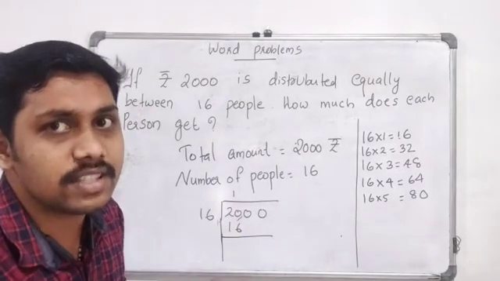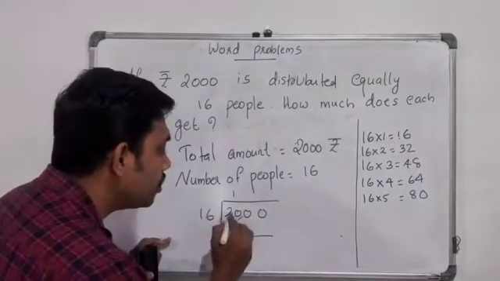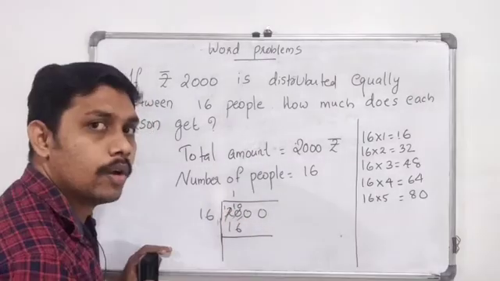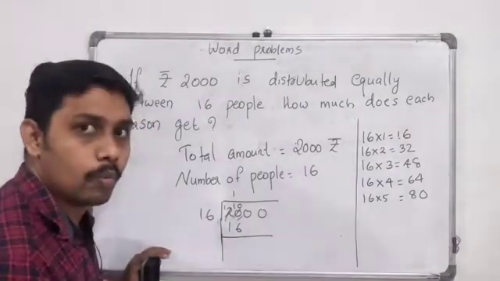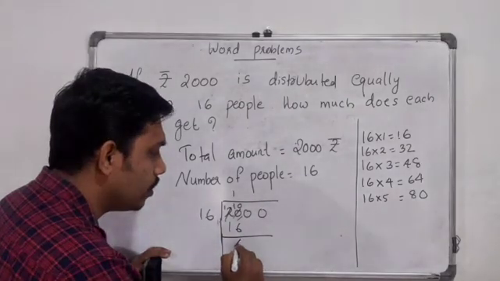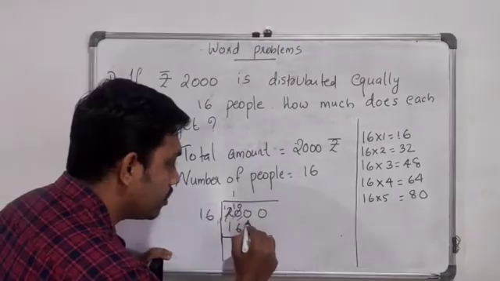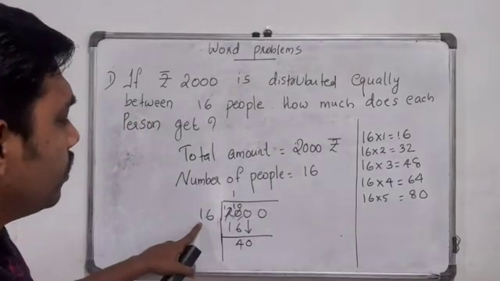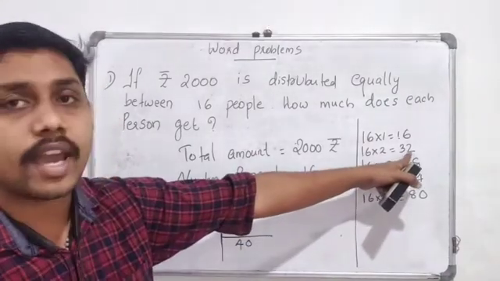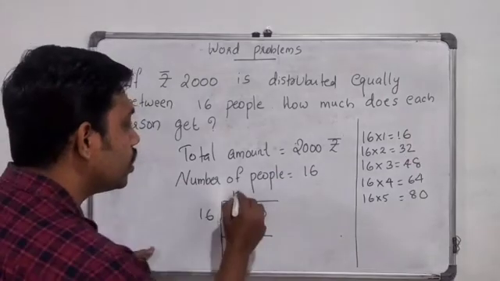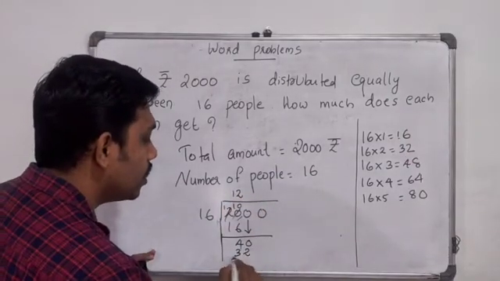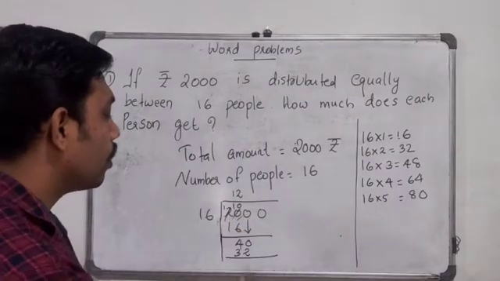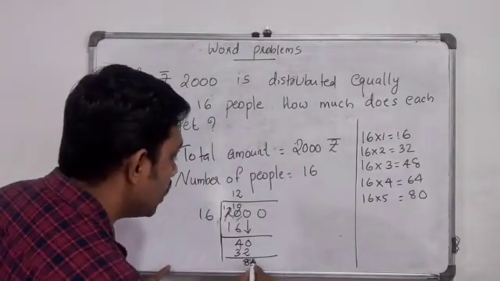0 minus 6 is not possible, so we will borrow 1 from here. This 0 becomes 10 and this 2 becomes 1. So 10 minus 6 is what? 4, isn't it? So 4, and we bring 0 down. 40. Now we need the multiple of 16 which is less than 40. Here we have 2 times, it becomes 32.